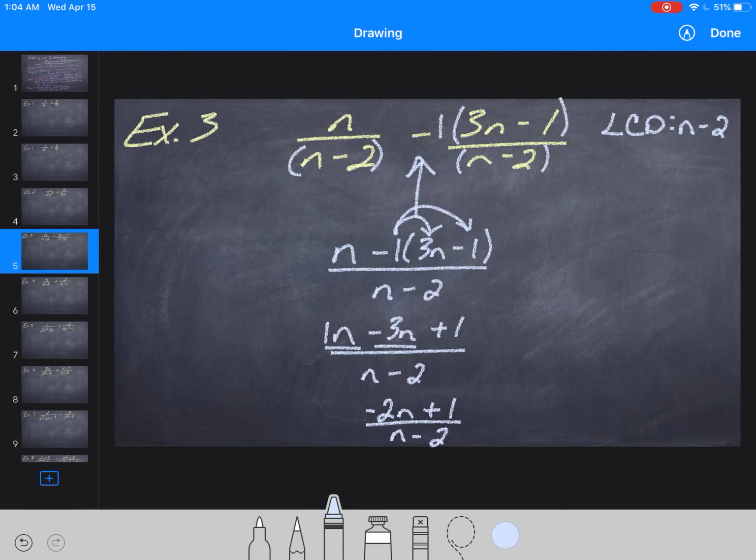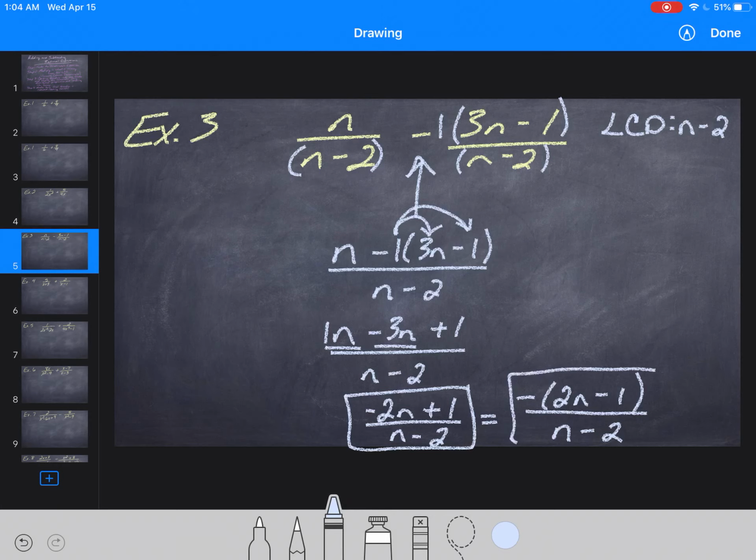So this right here is what I've gotten so far. Now I have simplified my numerator to negative 2n plus 1. Now I'm going to look to see if there's anything that I can factor from my numerator. Well, negative 2n plus 1 is already a linear factor. The only thing that I could do if I wanted to would be to factor out a negative 1. I could change this into negative parentheses 2n minus 1 close parentheses all over n minus 2.